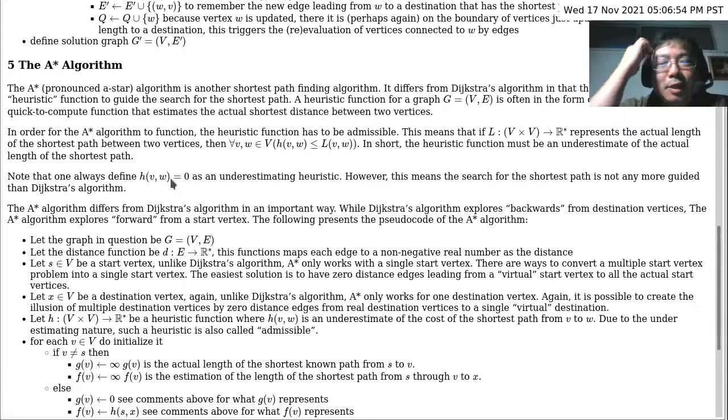But we'll see that the A-star algorithm cannot be tricked to the point where it will give you the wrong solution as long as the heuristic is admissible. The term admissible simply means that the heuristic function cannot overestimate the actual length of the shortest path between two vertices. So are we good so far? Are we getting an understanding of what the heuristic function is, and also what role it is going to play in the A-star algorithm? All right.